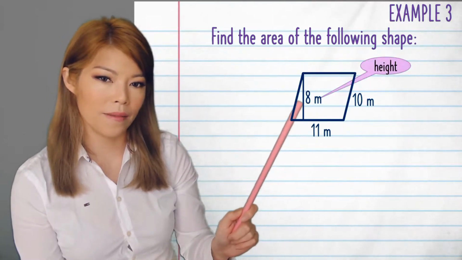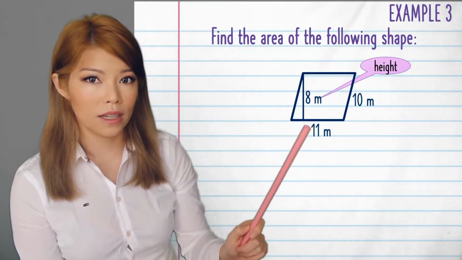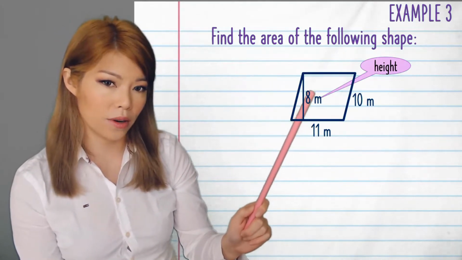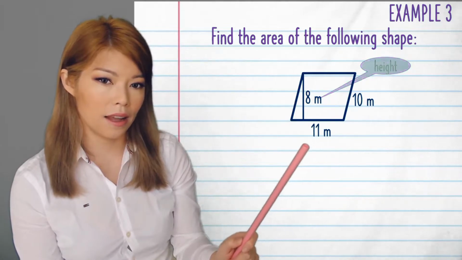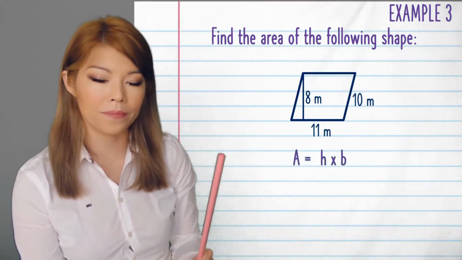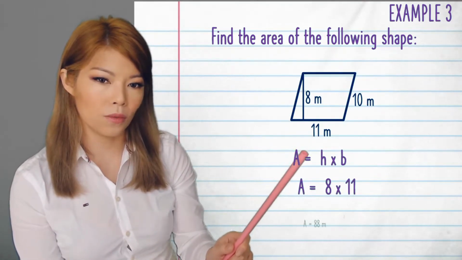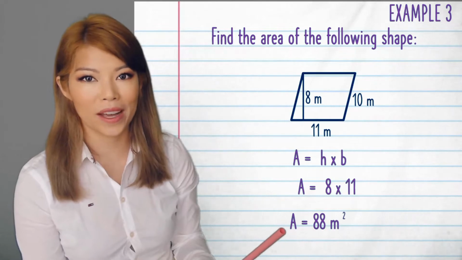We have the height there, that is the side, and we have the base. The 2 values we need are perpendicular to each other, or in other words, that 8 and the 11. So the 10 there is just for perimeters, so don't use it for area. So the height, 8 times 11 as the base, we have 88 meters squared.